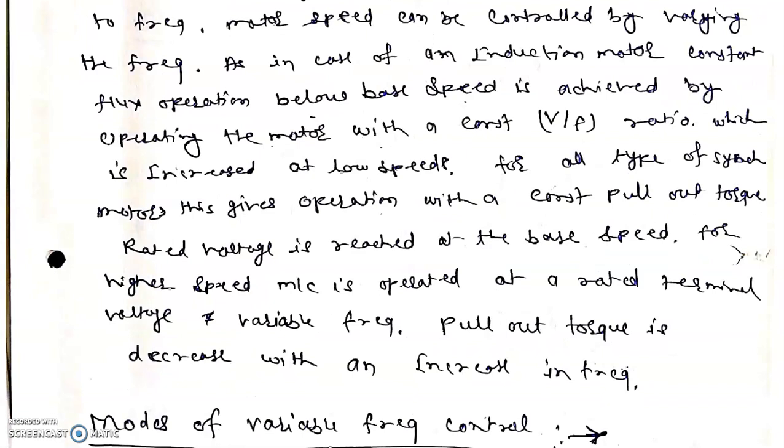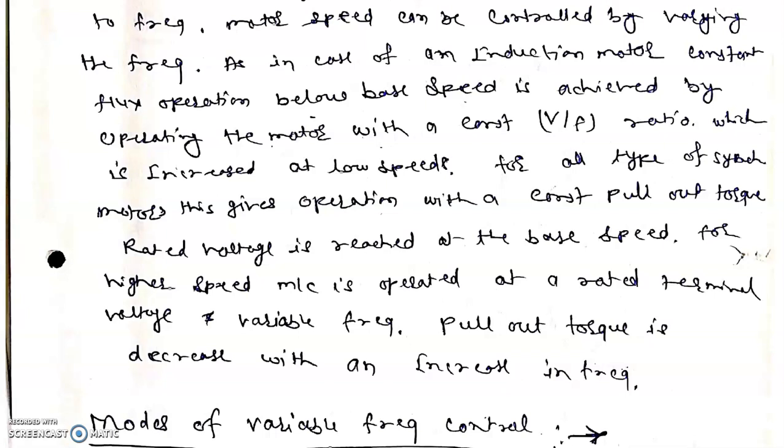As in the case of induction motor, constant flux operation below base speed is achieved by operating the motor with a constant V by F ratio. As we have seen, below the base speed we have to maintain the V by F ratio constant, and at the base speed, when voltage is saturated or reaches its maximum value, we keep the voltage constant and change the frequency, that is, change the speed. The same thing is applied here in the case of synchronous motor.